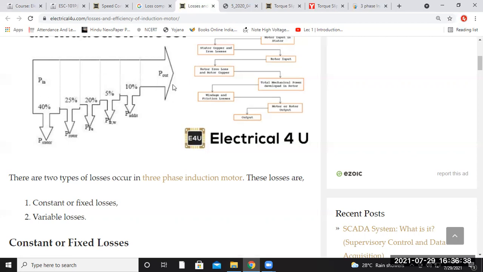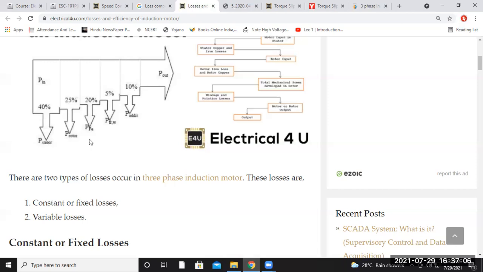So in this format, the total output is given. That means if you give a P input of 200 watt, you will get, let us say, 150 watt. 50 watt will be given out in terms of losses. Maximum losses will go in the stator part, then accordingly the rotor part, then iron loss, then friction and windage loss, and then the additional losses.